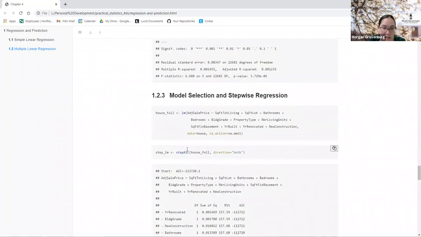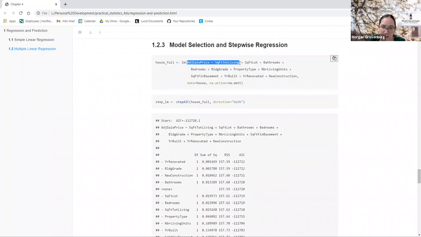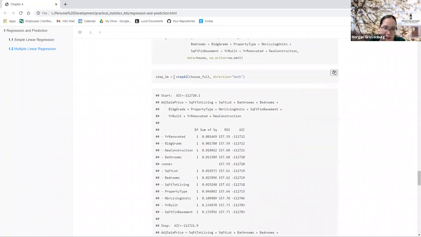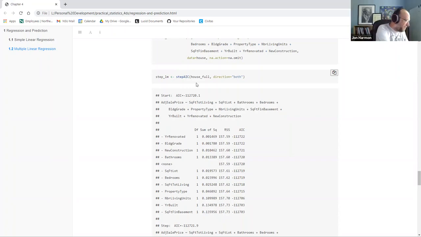Direction both. Okay, so we're still working with our house sales. And this is step AIC, which is, I knew this, but now I have to look it up. There are too many pages to look through. Where did you go? Oh, there it is. Oh, you could go ahead. No, I was going to try to help rescue you because it is a lot of pages.